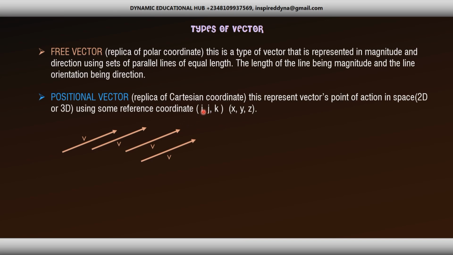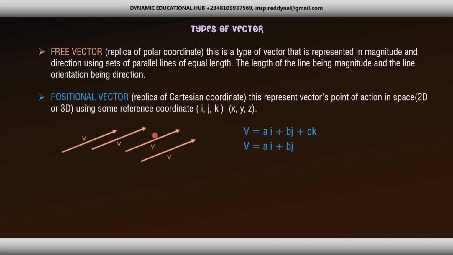Remember your coordinate system, the Cartesian coordinate system. You are representing points. Now for a positional vector, you are giving the point of action of that vector. Unlike a free vector, where you show an arrow, this one shows you the point of action of that vector, either force, velocity, momentum, or moment. You are just showing the point of action of that vector using the Cartesian coordinate system.